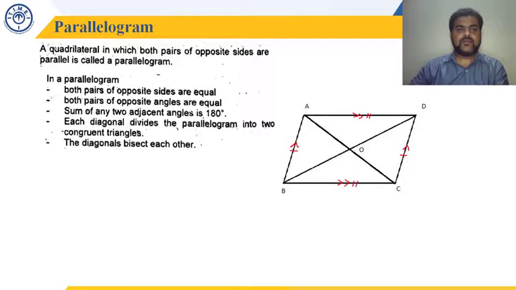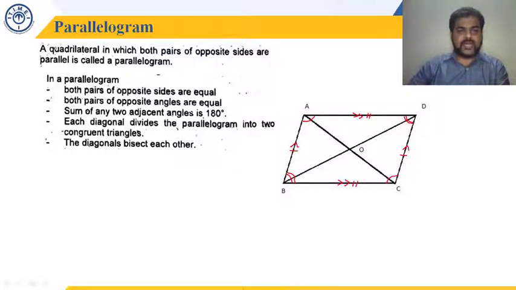Okay. Let's look at other properties. Both pairs of opposite sides are equal and they are parallel also. We have already discussed this. Both pairs of opposite angles are equal. So this entire angle is equal to this entire angle, and similarly this entire angle is equal to this entire angle. Fine.